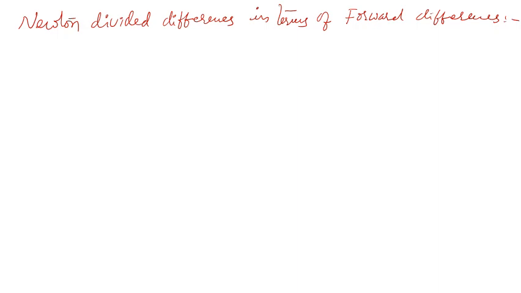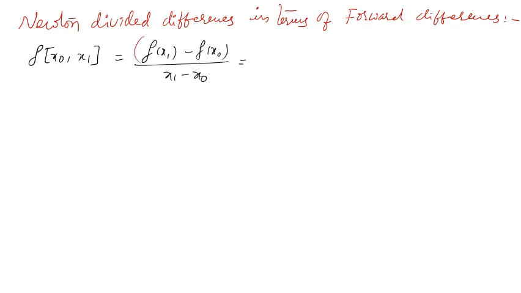Let us see first this. What is the first forward difference? The first divided difference is f of x0, x1. And what is this formula? F of x1 minus f of x0 by x1 minus x0, right? And what is this numerator part? This is given by delta f of x0, and x1 minus x0 is h. So one can write this is 1 by h delta f0. This is the first forward difference.